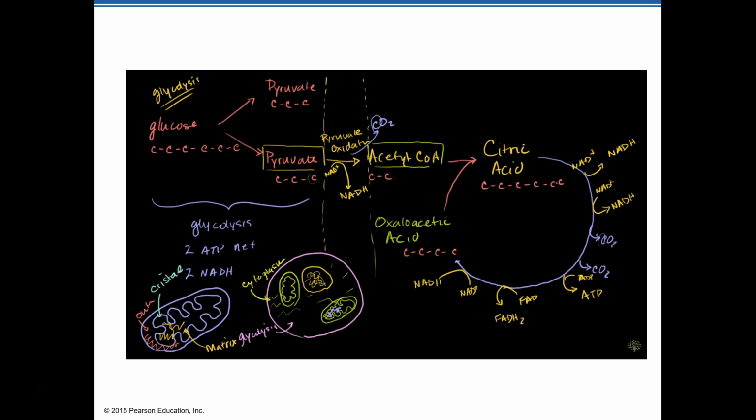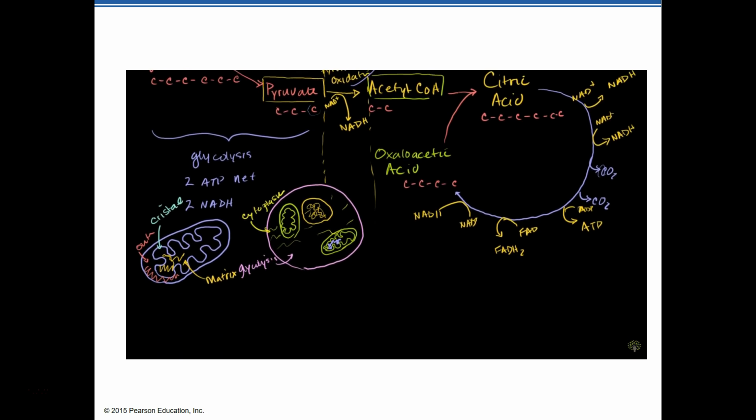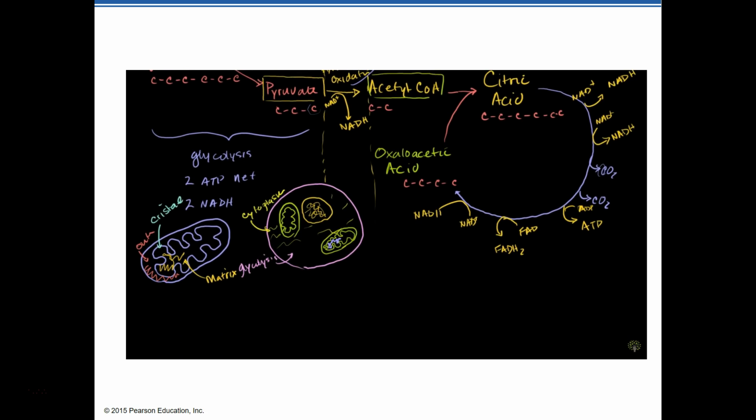But let's account for everything that we have so far. We already accounted for the glycolysis right there, 2 net ATPs, 2 NADHs. Now, in the citric acid cycle, or in the Krebs cycle, well, first we have our pyruvate oxidation that produced 1 NADH.